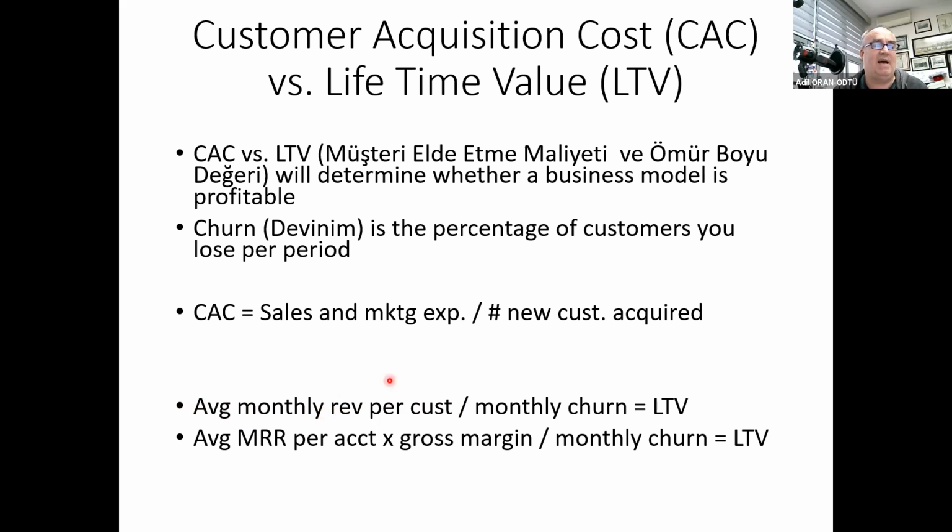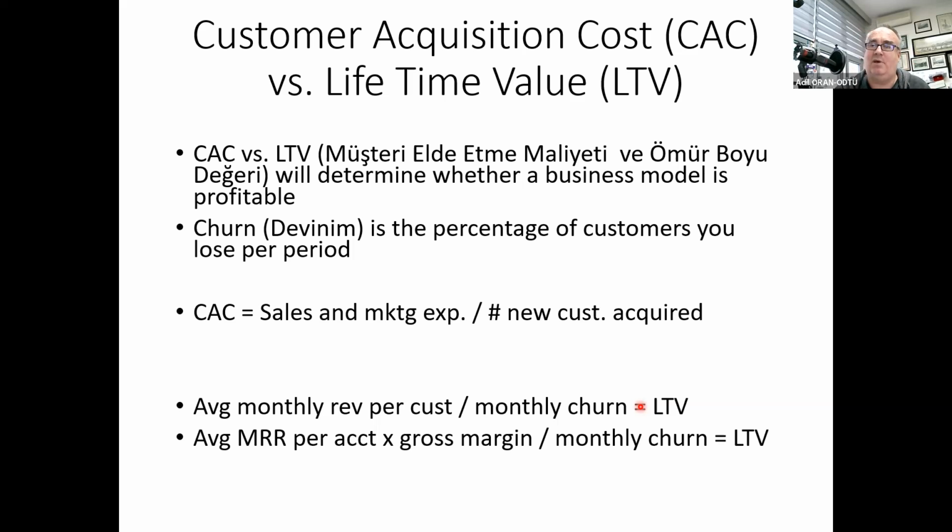So what is the average monthly revenue per customer? What is your monthly churn rate? What percentage of your customers do you lose each month? Let's say that you lose 20% of your customers each month. So the churn rate is 20%. What does this mean? Well, 1 over 0.20 is 5. 5 is, on average, how long a new customer stays with your company.